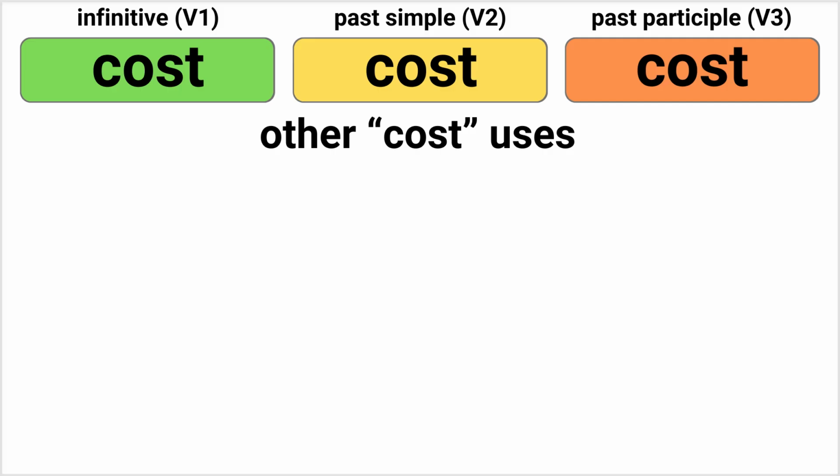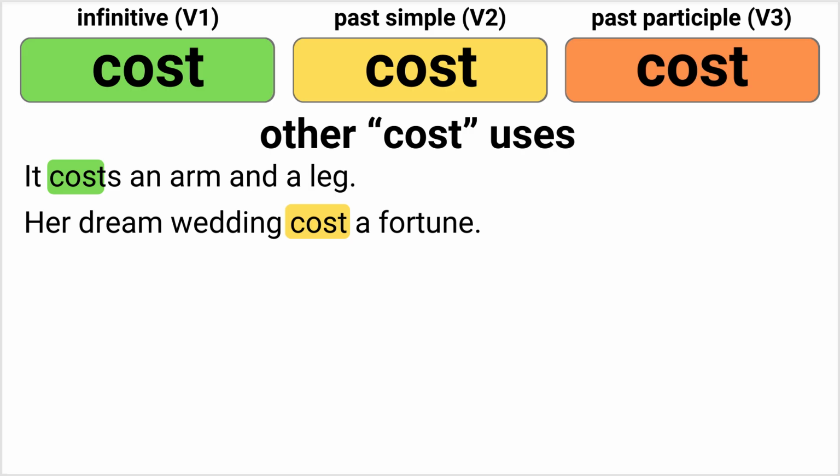There are many fixed expressions and idioms that include the verb cost. Let's look at some of the most useful ones. It costs an arm and a leg, meaning it is very expensive. Her dream wedding cost a fortune. This means the wedding was extremely expensive.